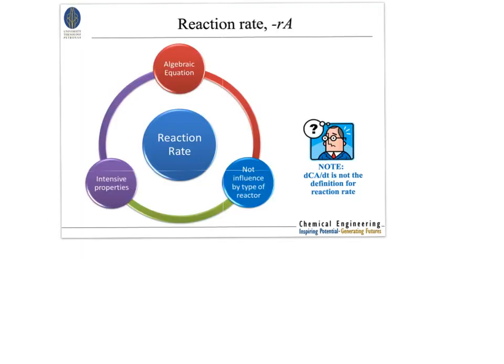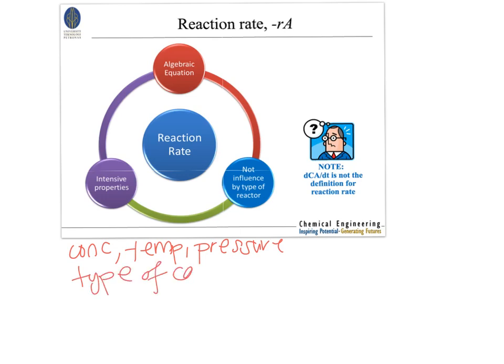Okay, so reaction rate is an algebraic equation, and it is an intensive property, meaning that the reaction rate depends on the concentration of the reactant, the temperature, pressure, or type of catalyst in the system. But be careful with the definition of reaction rate, because dCA over dt, the change of concentration over the change of time, is not the general definition of reaction rate.